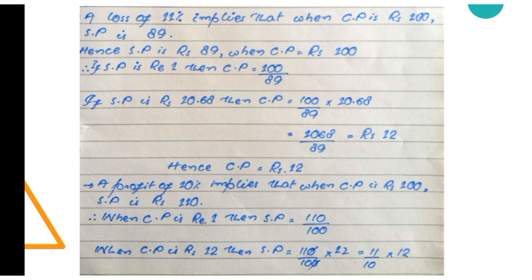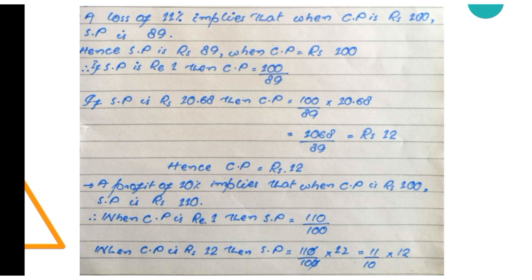Now if selling price is rupee 1, then cost price will be 100 by 89. Now if selling price is rupees 10.68, then cost price will be 100 by 89 multiplied by 10.68. After multiplying 100 by 10.68, we get 1068, and after dividing it by 89, we get 12 rupees. Hence cost price is 12 rupees.